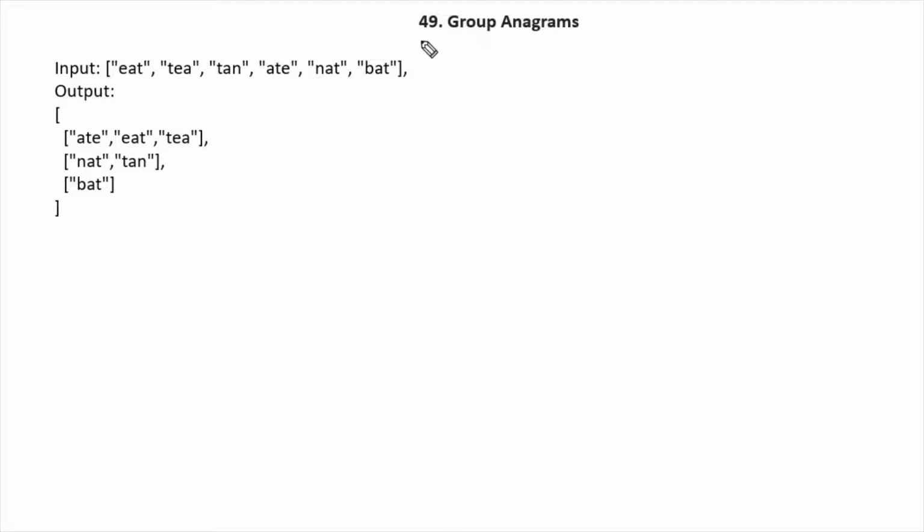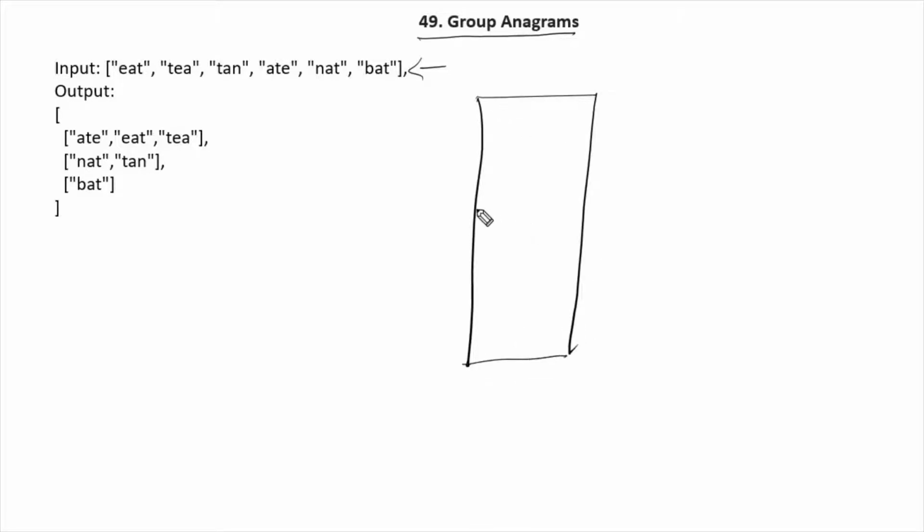So now let's see how we can solve this problem. Group Anagrams: we have this input array of strings. We'll go through each string, sort it, and store it in a map. This is an array of a map. I have created some three entries.